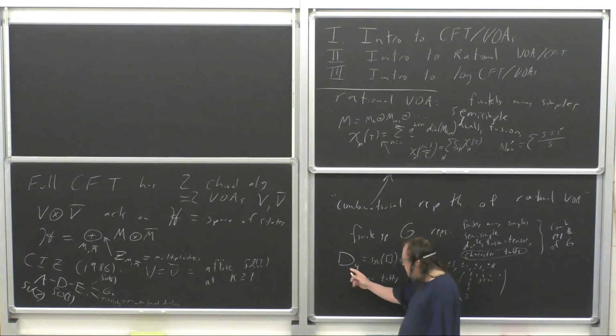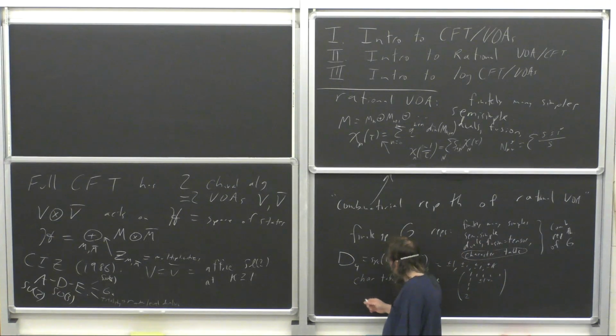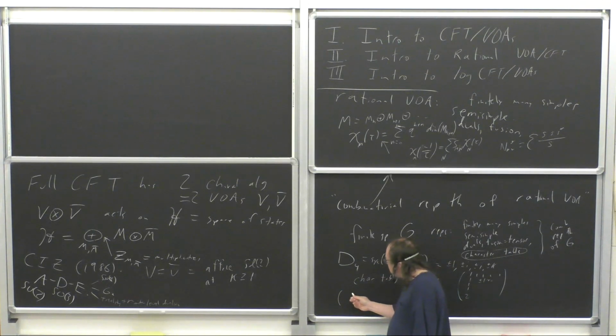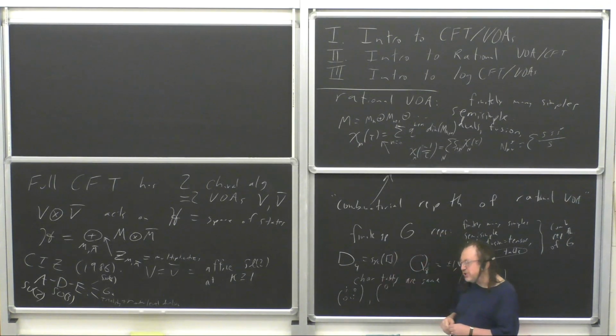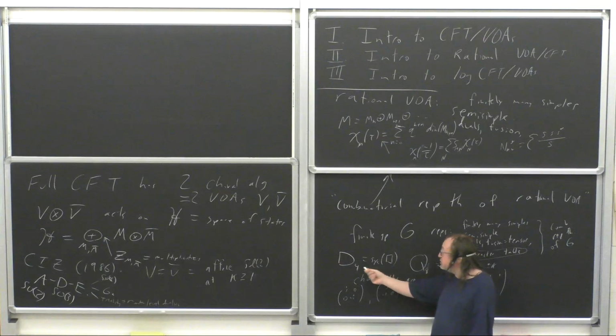So for example, one of the representations, the two-dimensional representation of D4, sends the rotation by 90 degrees. It sends that to (i, 0; 0, -i). So that's one of the representing matrices. Another representing matrix is the one where you take your favorite reflection. You could send it to (0, 1; -1, 0). And together these generate your representation of D4.